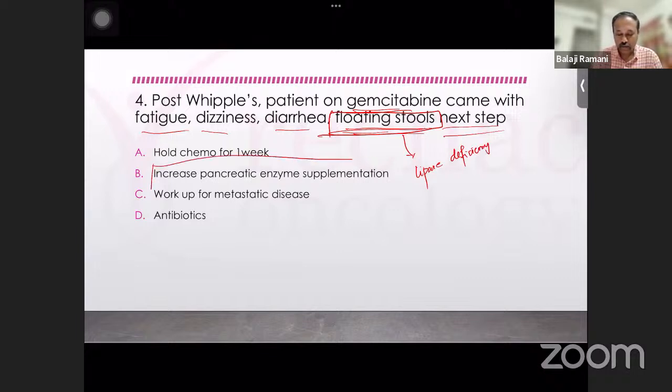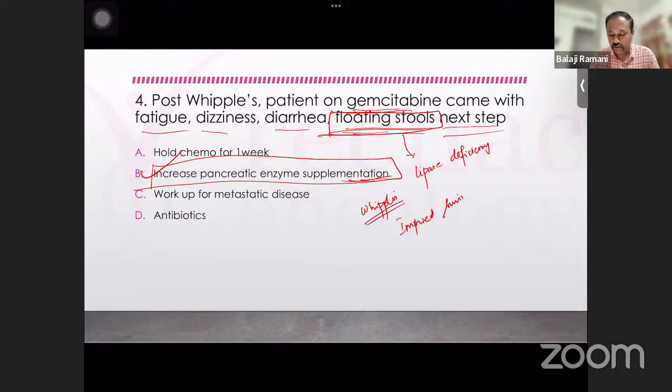So this will come under your pancreatic enzyme insufficiency. So the next step in management is going to be increasing the pancreatic enzyme supplementation. Instantly, my friends, just remember, usage of pancreatic enzyme supplementation post Whipple's is directly linked to improved survival as well. There is an improvement in overall survival data in patients who receive pancreatic enzyme supplementation.